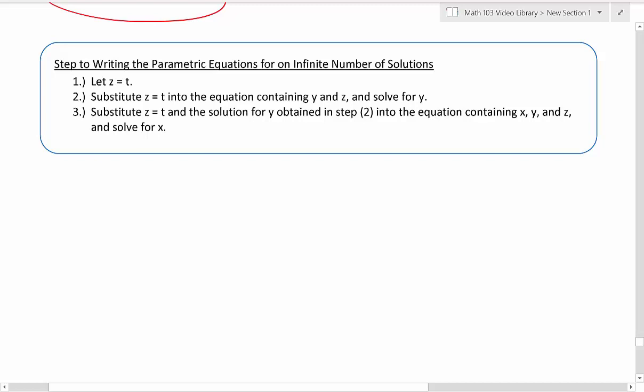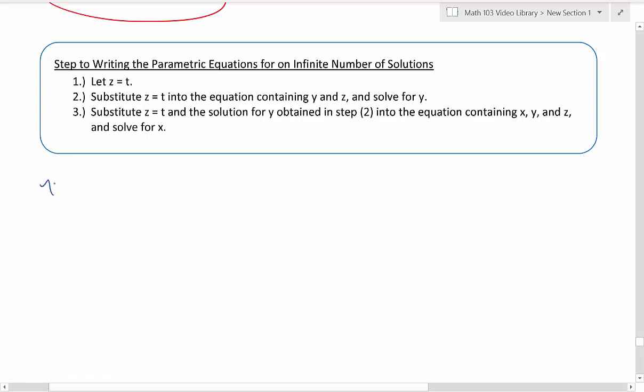Then we're going to substitute t into the equation containing y and z for z and solve for y. It's really the same thing that we did when we got a number as a solution for z. We would take that number and plug it into the other equation and solve for y. Well, we're going to do that exact same thing, except we're going to be plugging t into the other equation for z and solving for y.